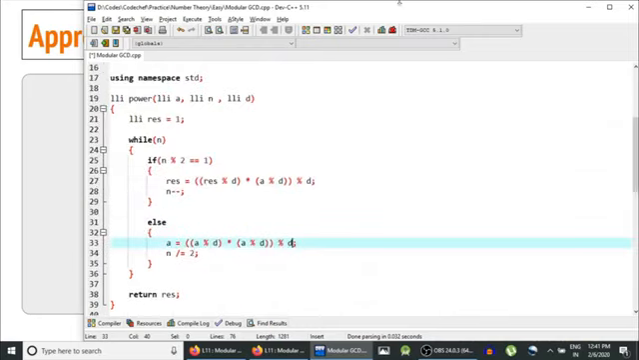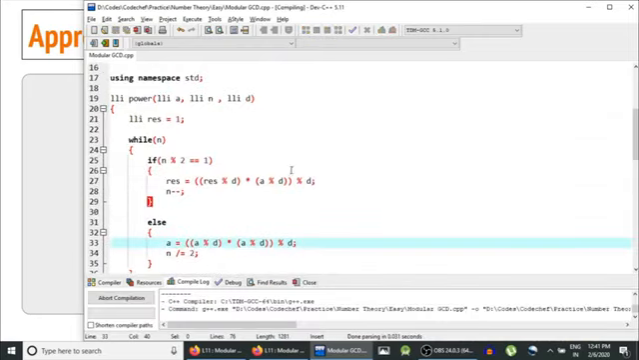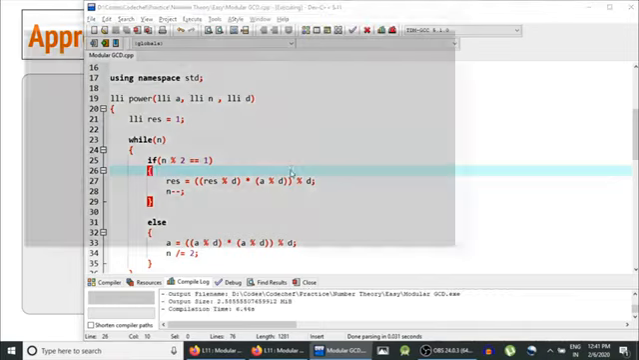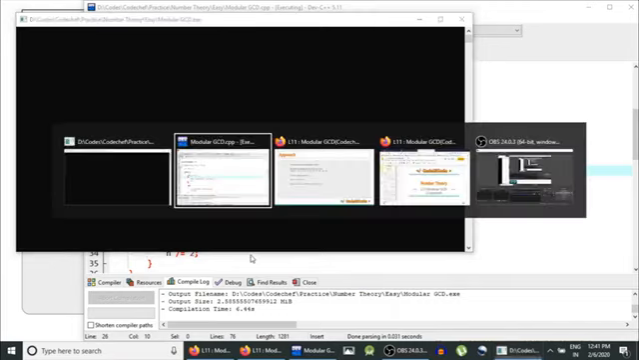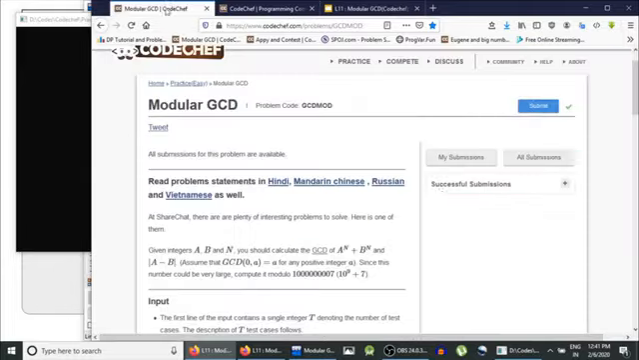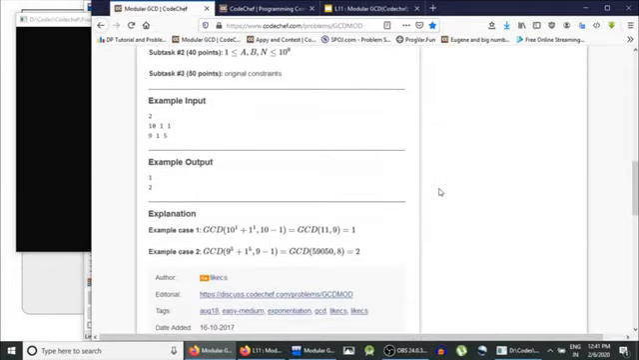And everything seems good. Let's compile it and hope we don't get any error, which is highly unlikely because I always get errors. Well, this is the problem: Modular GCD taken from Codechef. Let me just do this. So there are two test cases.